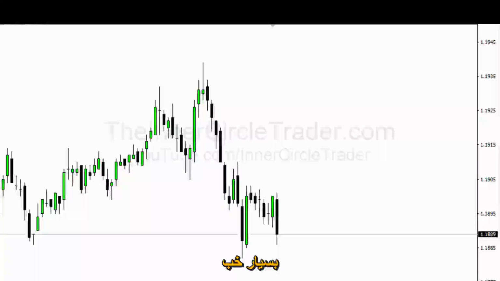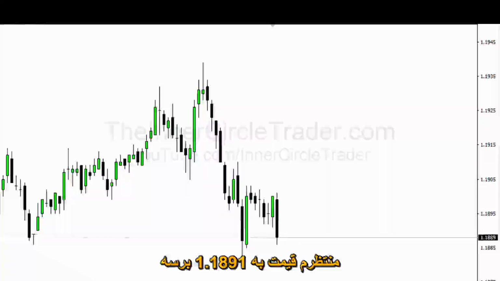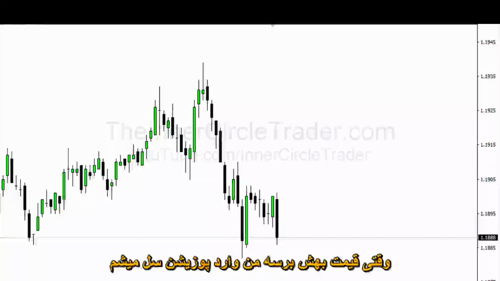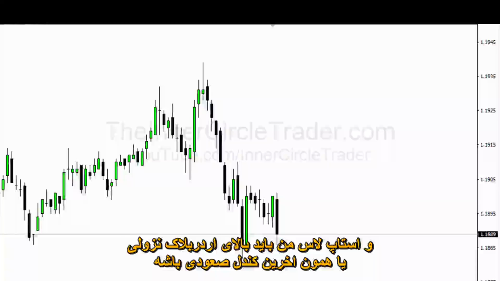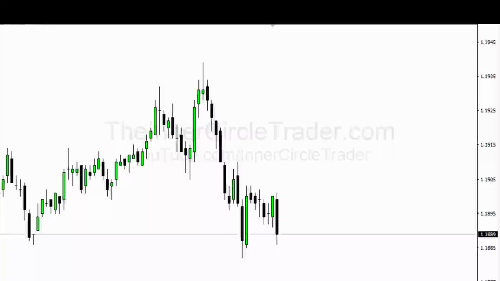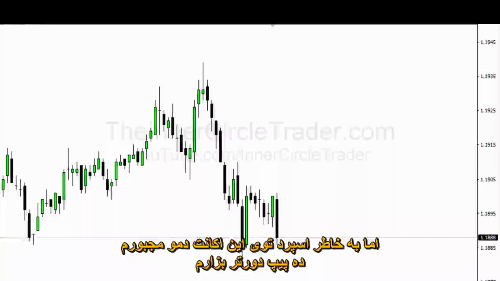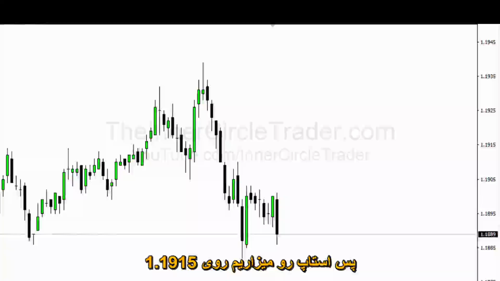All right, folks, so I'll be looking for that price at 118.91. As soon as it hits it at market, I will go short. Now my stop has to be above the up close candle or bearish order block, but because of the spread in this demo account, it forces you to be 10 pips away. So I'm just going to elect to go with 119.15 for my stop.